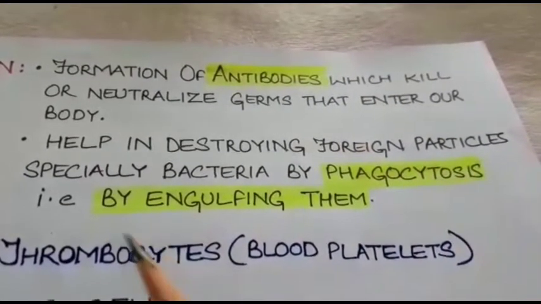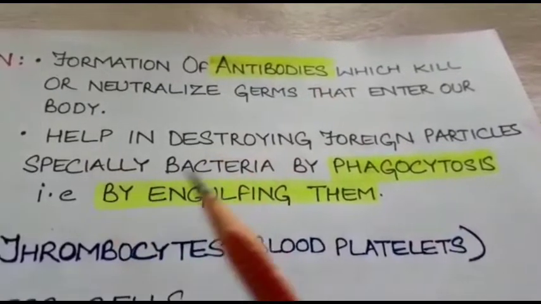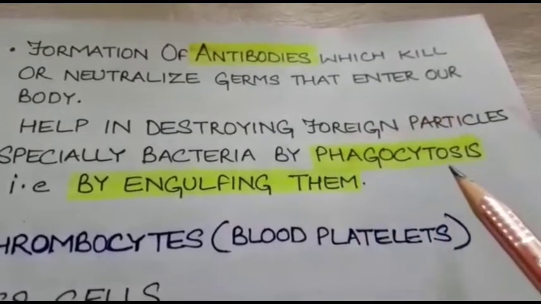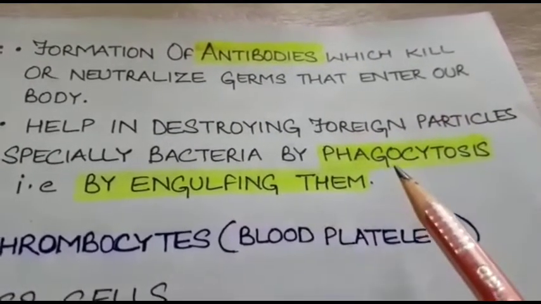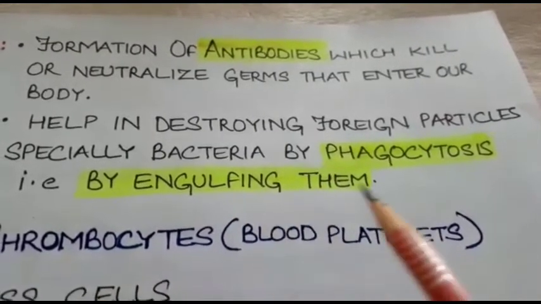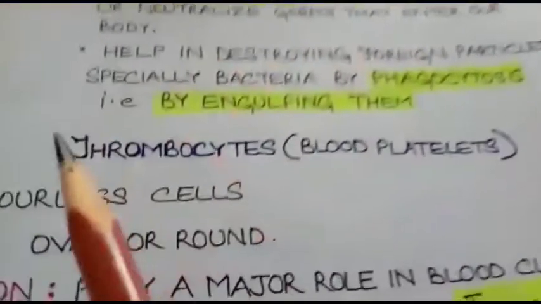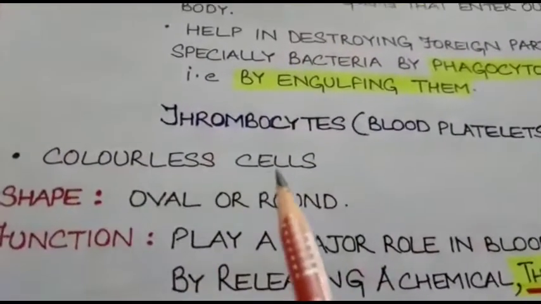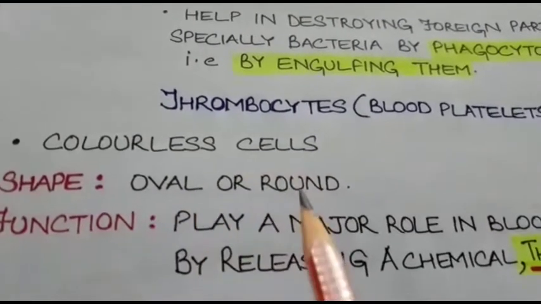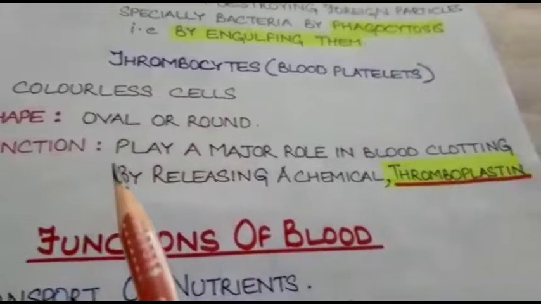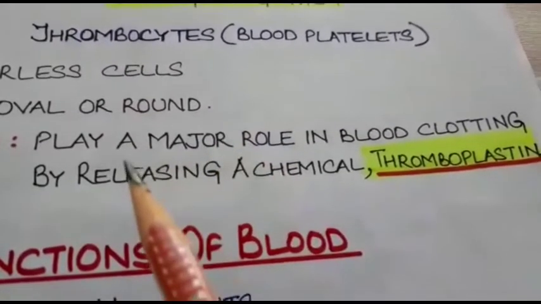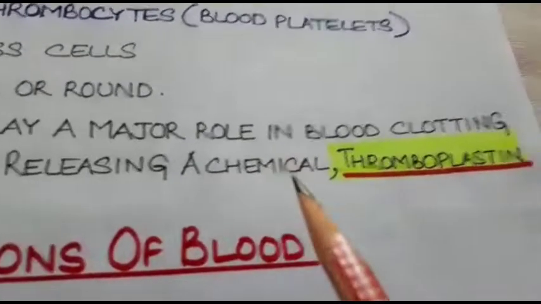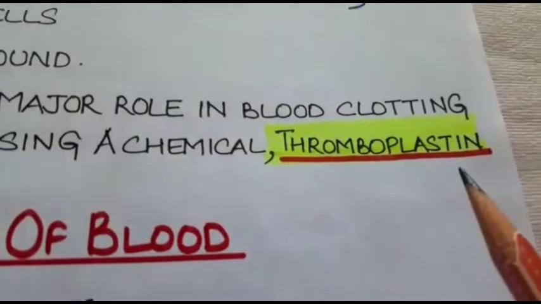Foreign particles are the pathogens that enter the body, and specifically bacteria, destroyed by the process of phagocytosis. This word we are already familiar with. This we have studied in class 9, that phagocytosis means engulfing solid food particles. The third type of blood corpuscles are thrombocytes, that is blood platelets. Again, these are also colorless cells. They have oval or round shape, and a very important function of thrombocytes is they play a major role in blood clotting. How? By releasing a chemical called thromboplastin.